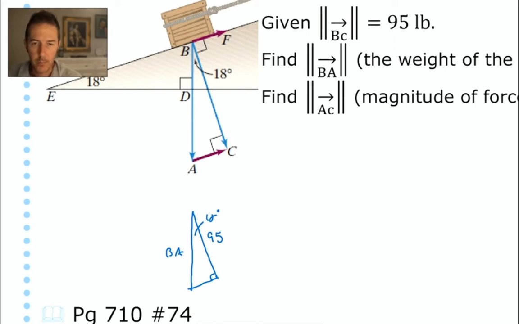Well, the 95 is the adjacent side length, and BA is the hypotenuse. What trig function involves the adjacent side and the hypotenuse? That's the cosine function. So I would write that the cosine of 18 degrees is equal to adjacent, which is 95, divided by hypotenuse, which is BA. I'm looking for BA, so all I have to do is solve this equation. Multiply both sides by BA, then divide both sides by the cosine of 18.